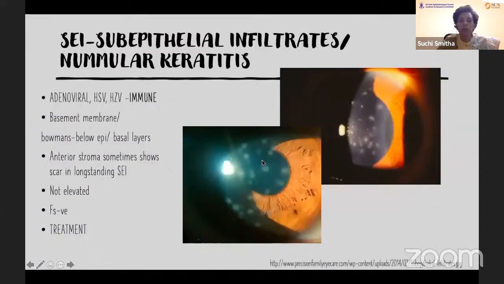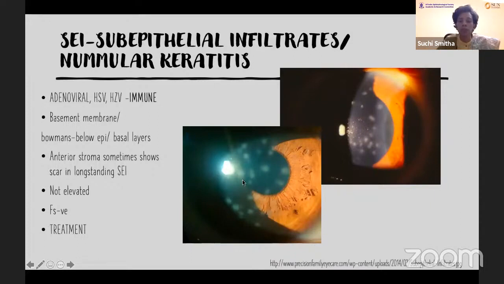So basically these two lesions, the level is different. Now, subepithelial infiltrates or nummular keratitis happens in the anterior stroma or the basal epithelial layers, as discussed below. It can be only an inflammation, or there can be a combination of a scar and an inflammation, or sometimes we may be seeing only scars. This can be seen in viral conditions, sometimes even in herpes simplex as well as herpes zoster.